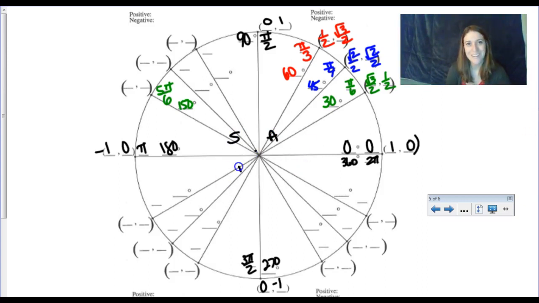Tangent is positive, and cosine is positive. So when I go to fill out the cosine, sine, the cosine has to be negative. So this is negative square root of 3 over 2, and the sine is positive 1/2.